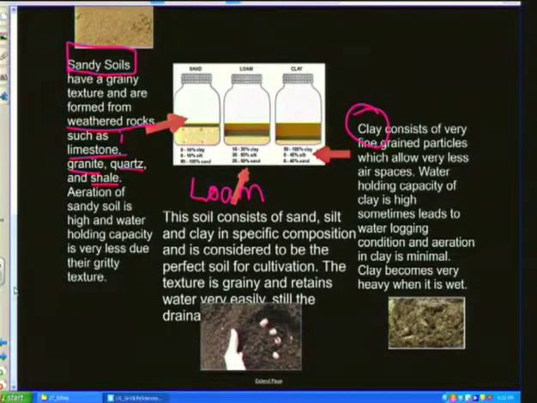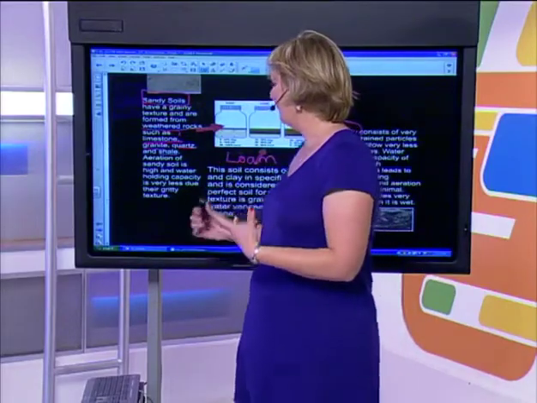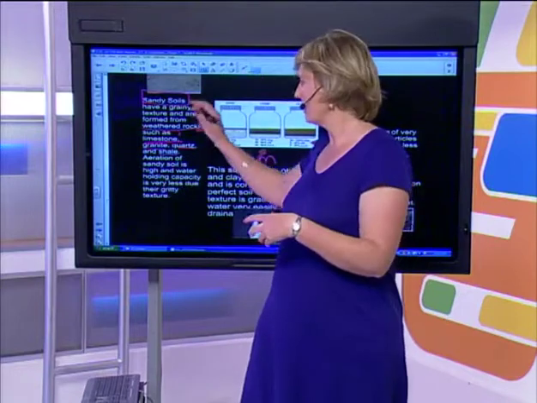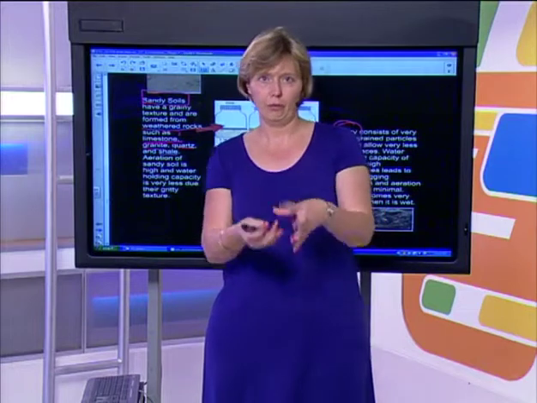The rocks here are limestone, granite, quartz, shale. You don't need to know what the type of rock is or where it comes from. All I'm saying is that the sandy soil has a very different texture. It comes from these particular rocks, and if you decide to study geology, the study of rocks, you will figure out the details as to why you end up with a sandy soil and not something like clay.